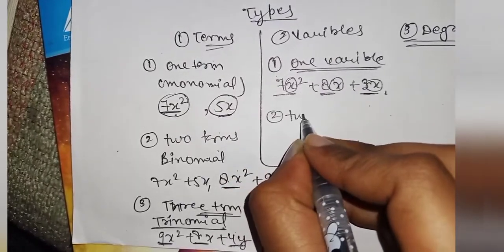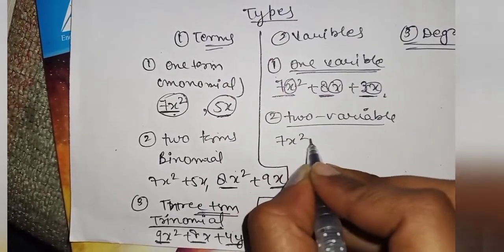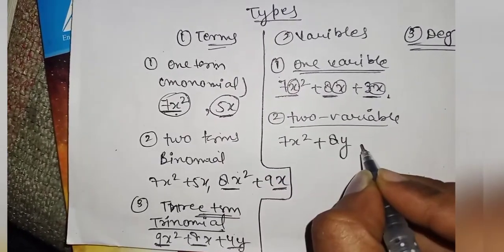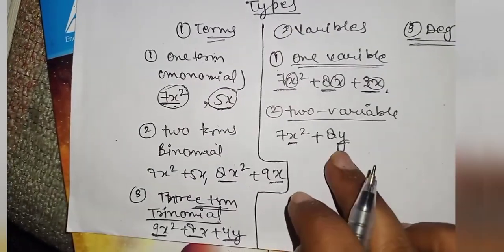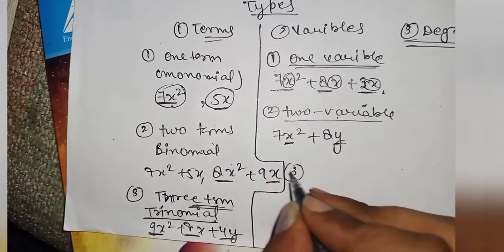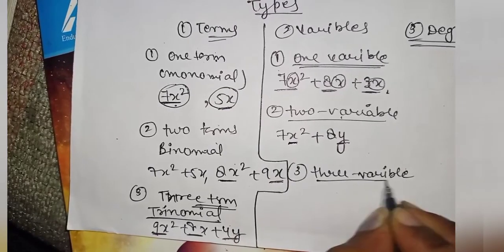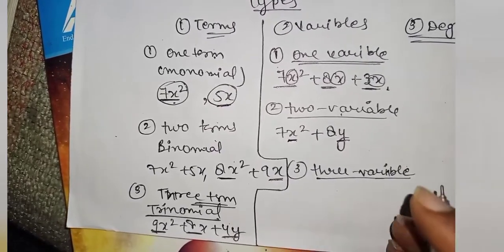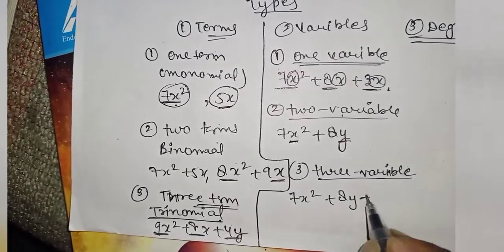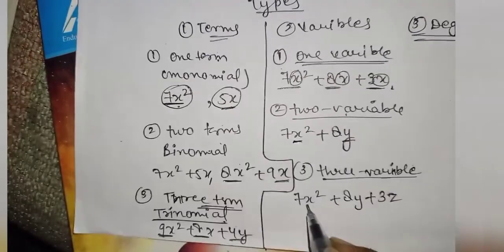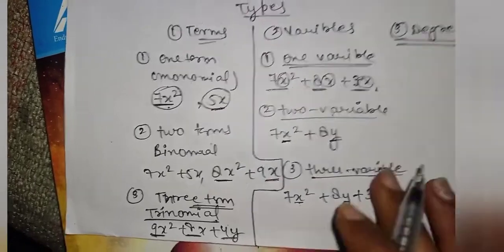Now second is two variable. If there are two alphabets in the equation, for example 7x square plus 8y, so there are x and y, two alphabets in the equation, so we can say the equation is in two variable. Now the third one is three variable equation. Which equations are known as three variable equations? So those equations which consist of three variables, like x, y, z, or three alphabets in the equation, are known as three variable equation.